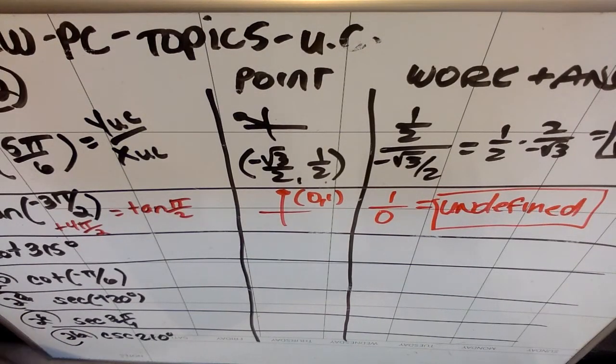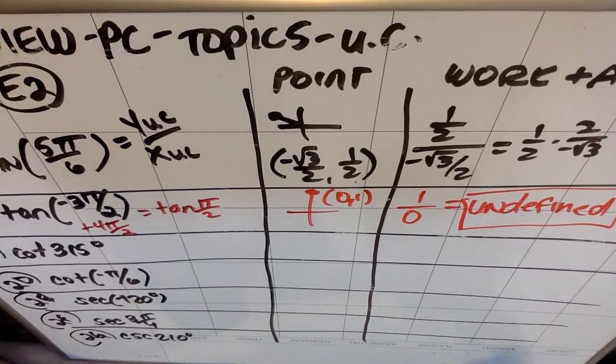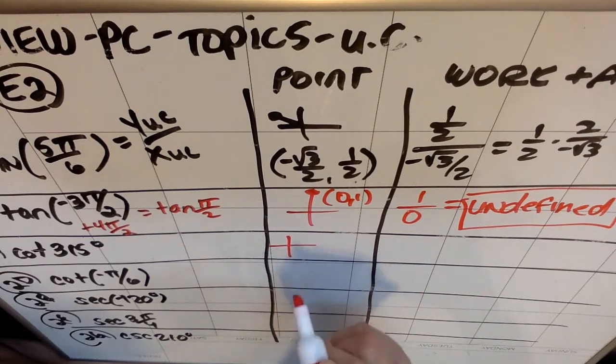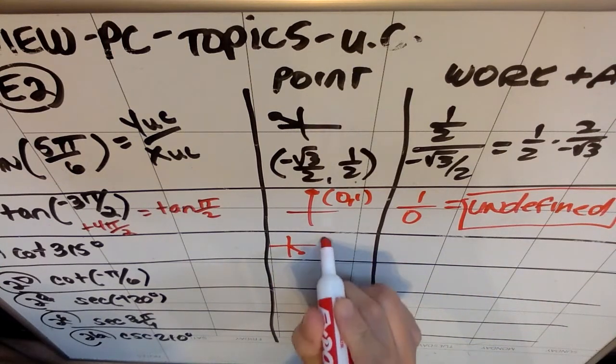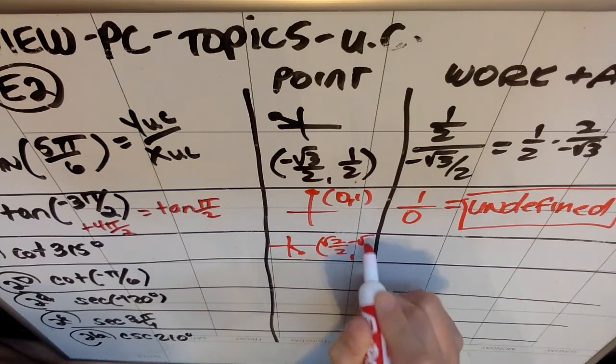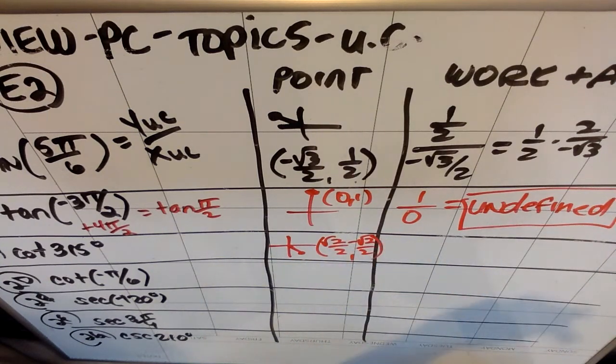Next one is the cotangent of 315 degrees. So you can look at your unit circle. I'm not going to keep throwing the paper in front of you because you have a unit circle in your packet, but 315 degrees is right here. It's the 45-degree angle that's in quadrant 4. So this point is going to be a positive root 2 over 2 and a negative root 2 over 2 for the y coordinate.